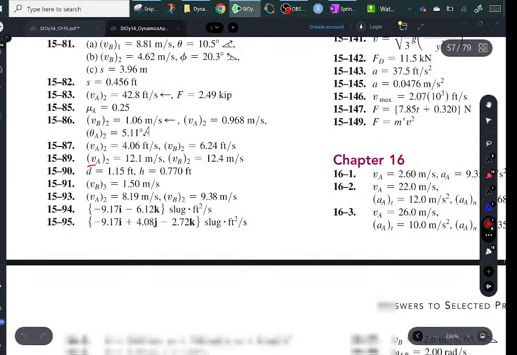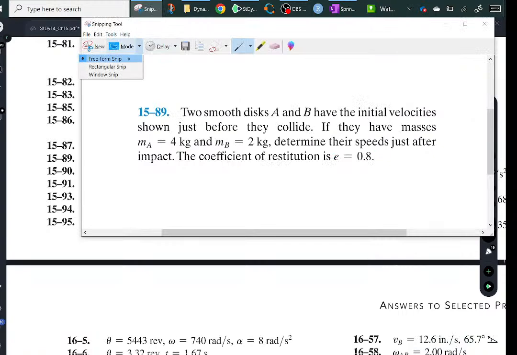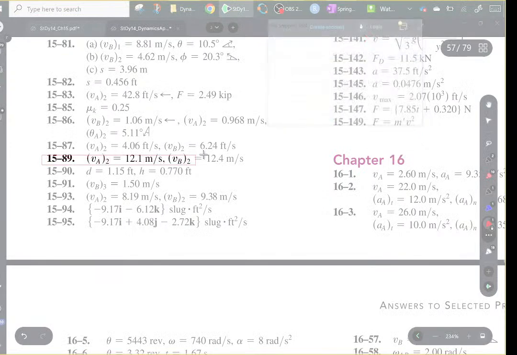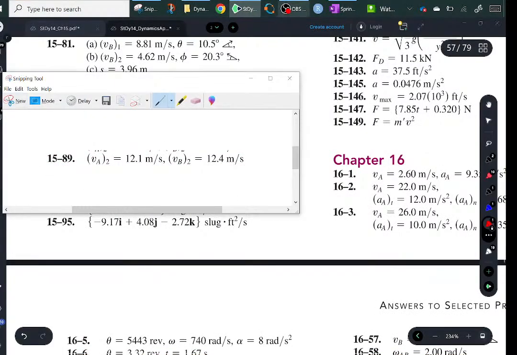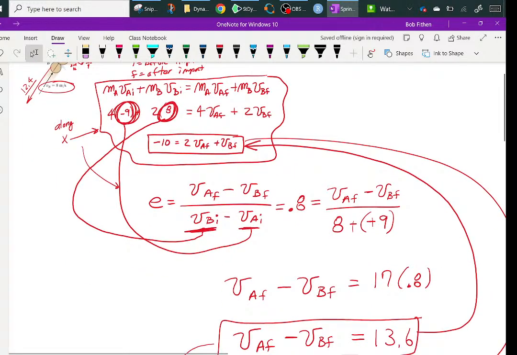So he has that. You know what I'll do? Instead of trying to remember that, I'll do this. Boom, I can make it move around. Okay, so this is what he gets, VA and VB. Okay, hang on.